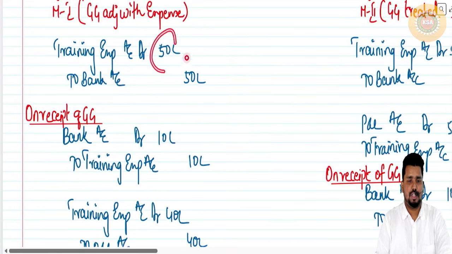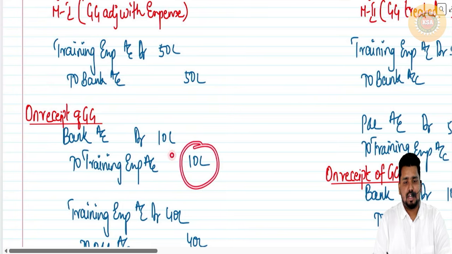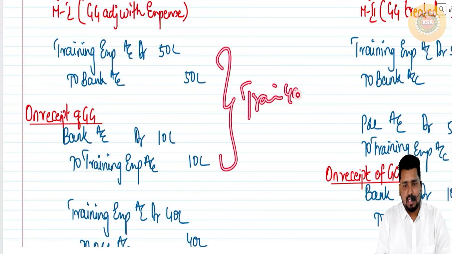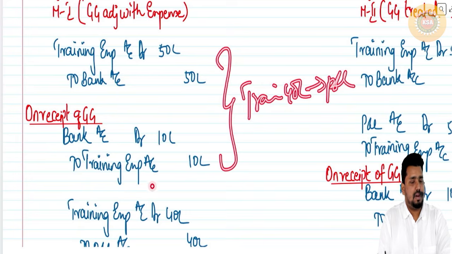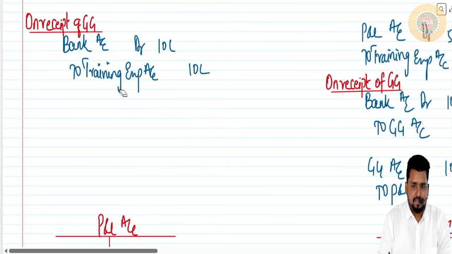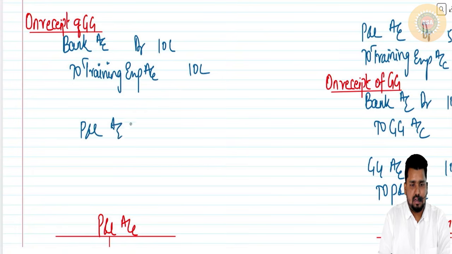First question: how much are you spending? How much are you getting back? In net, what is the training expense? That only we have to transfer to P&L. What is the journal entry? Wrong. Come on. What is the journal entry? P&L account debit. Repeat it. P&L account debit to training expense.